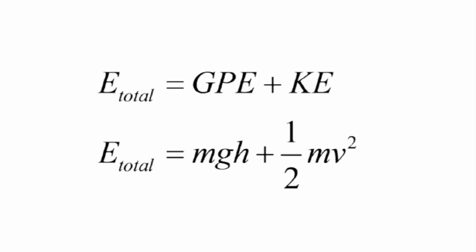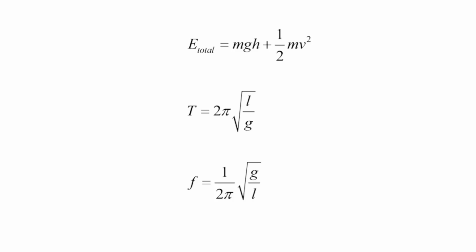energy. The equation for the period of a string pendulum is T equals 2 pi times the square root of L over g, and the frequency is equal to 1 over 2 pi times the square root of g over L.